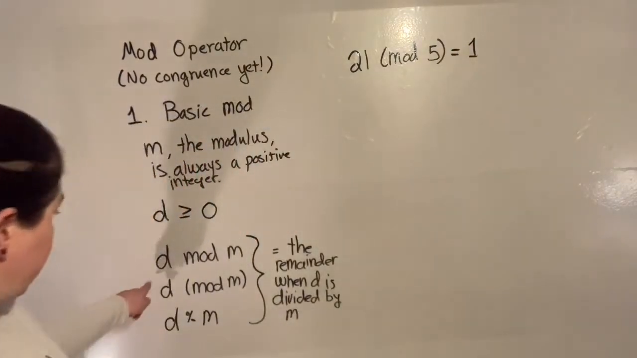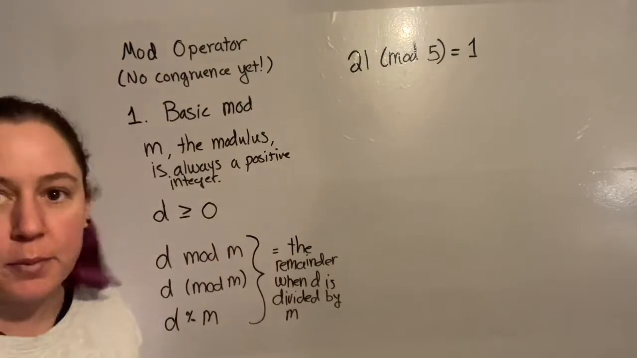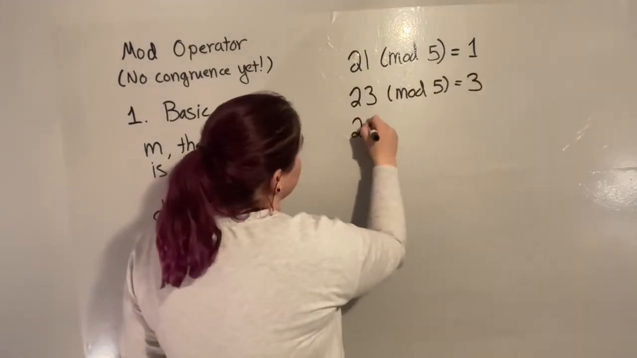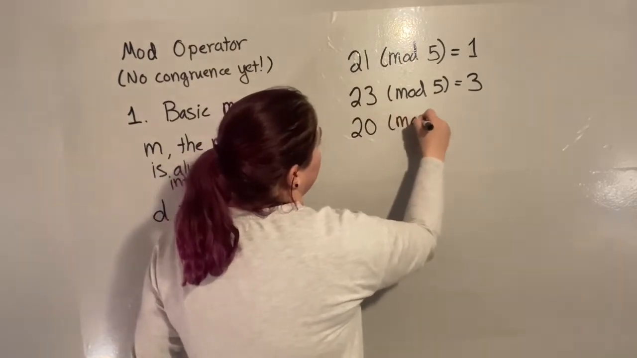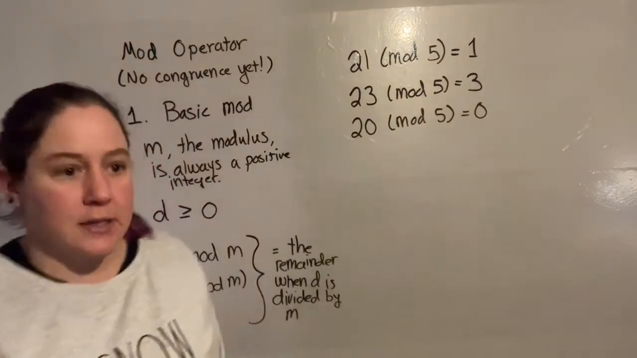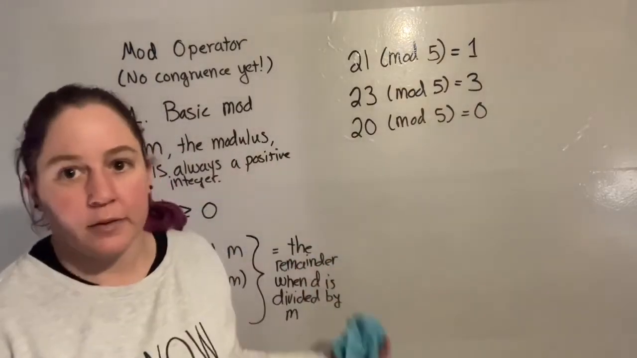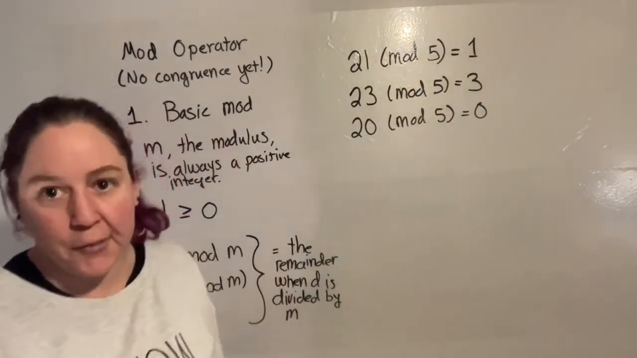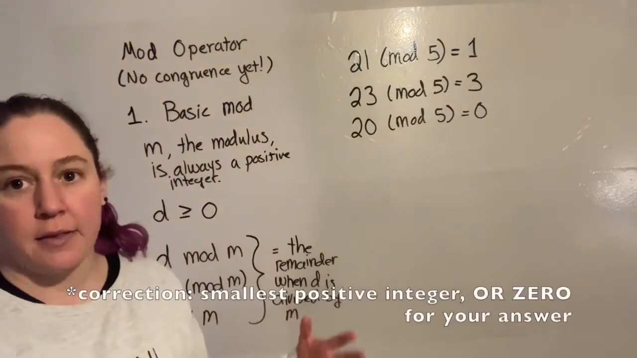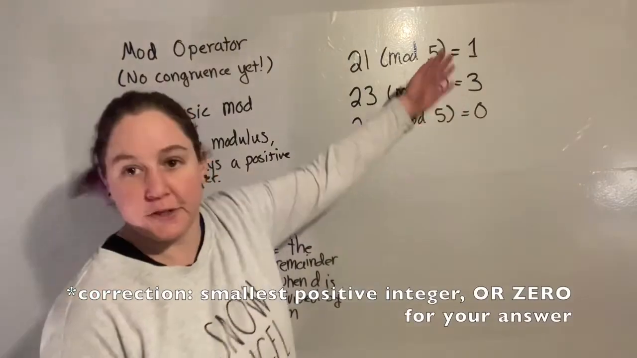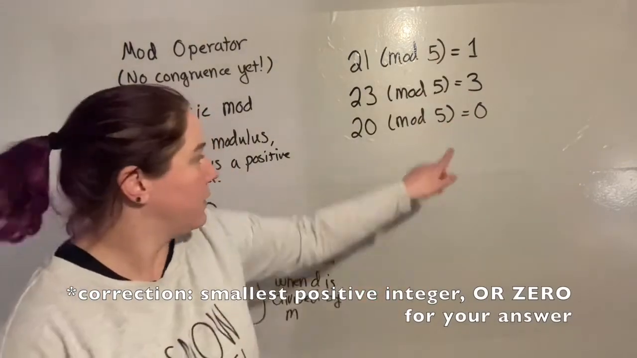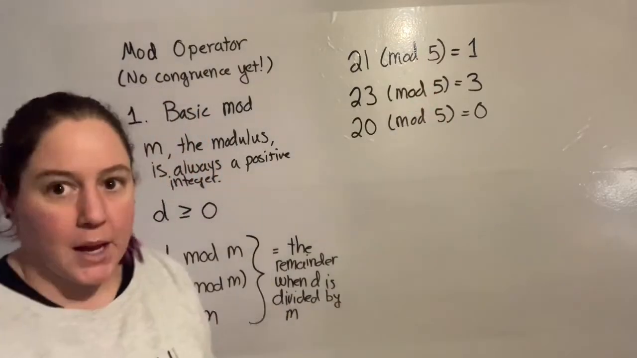And again, we could have written it this way, 21 mod 5 without parentheses. 23 mod 5 is 3, and 20 mod 5 is 0. So whenever it just goes in, without any remainder, the mod just evaluates to 0. So the goal, at least initially, is to get the smallest non-negative integer for your answer. Obviously, it has to be smaller than what you're modding by.